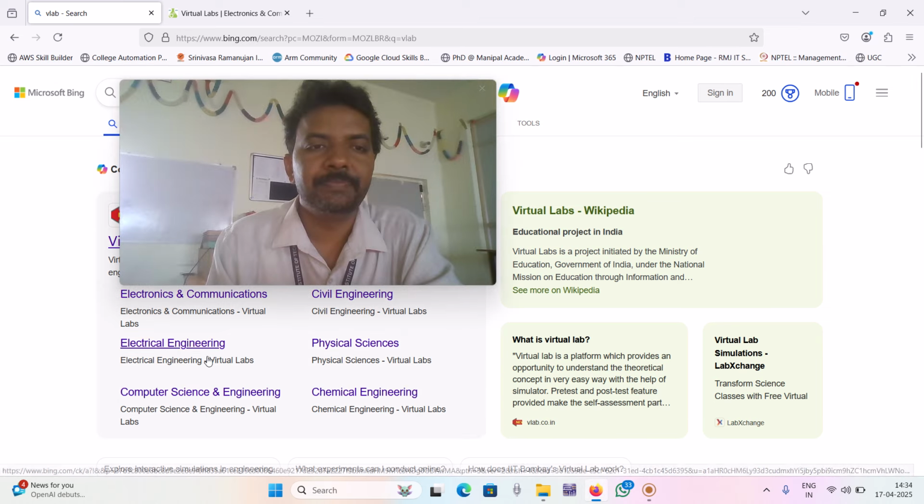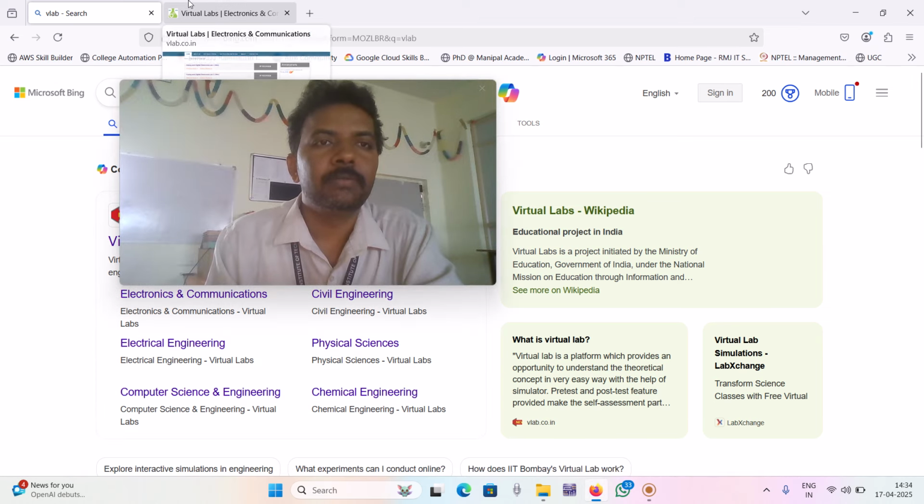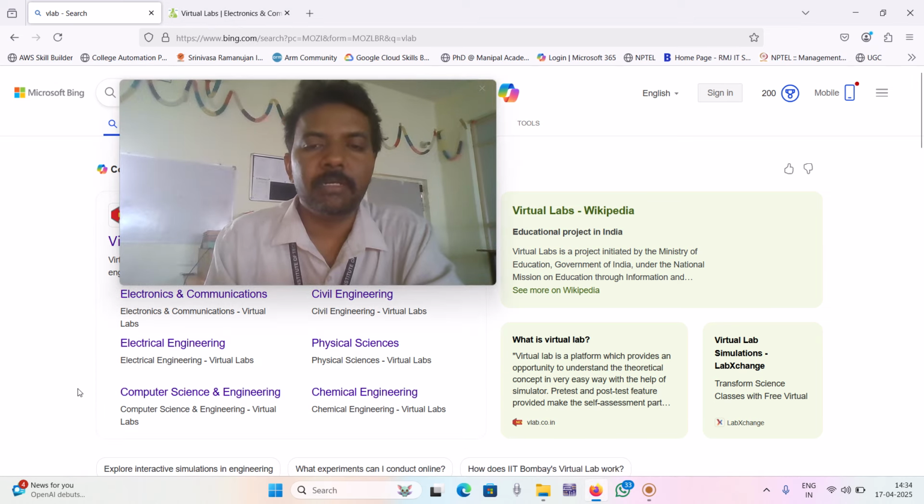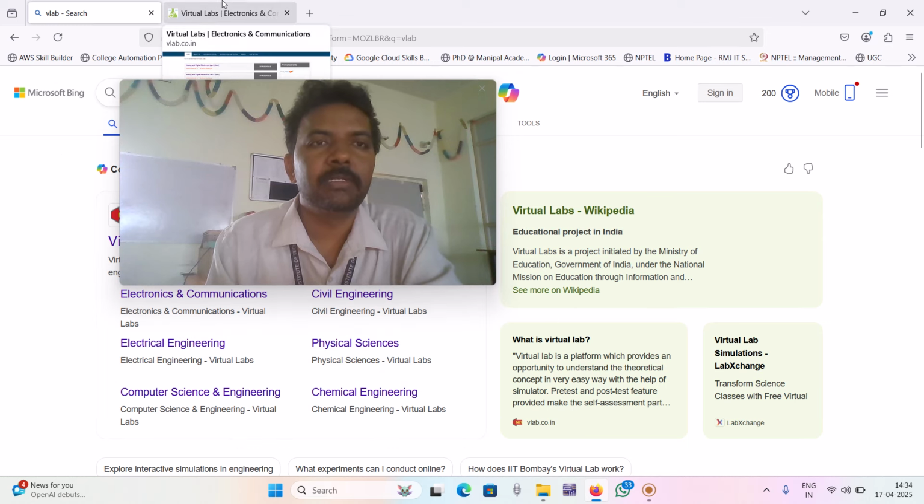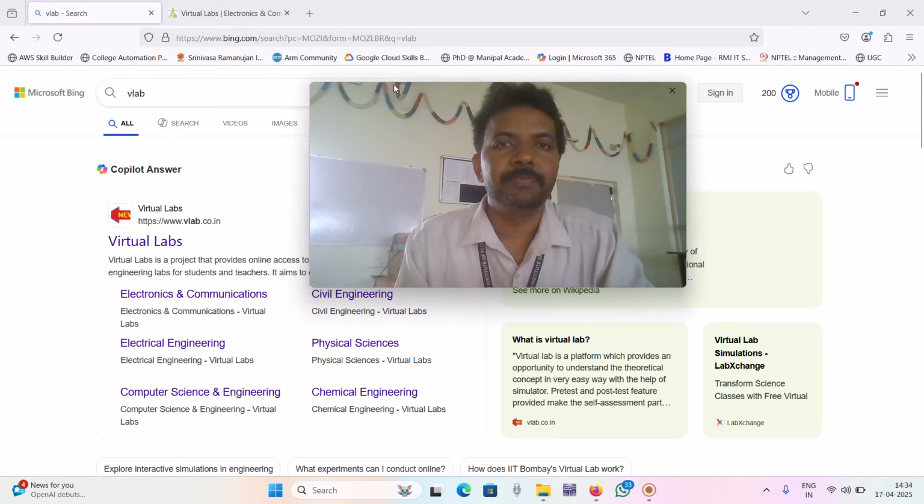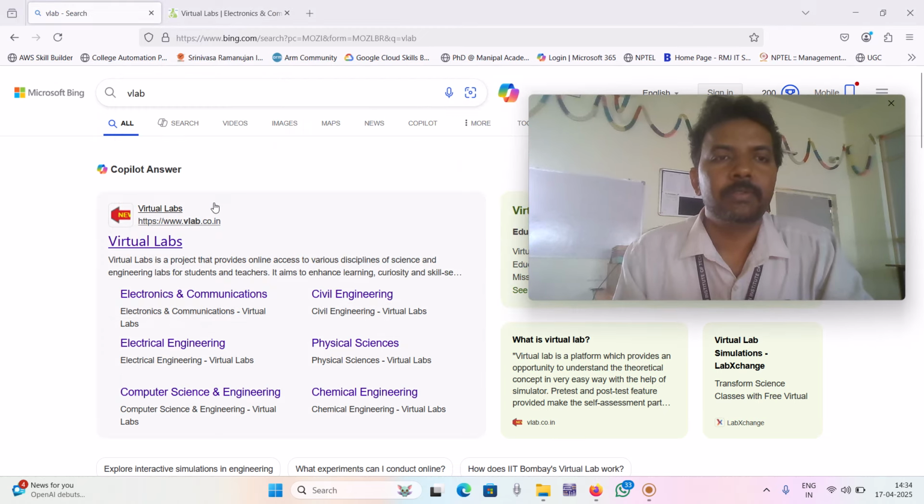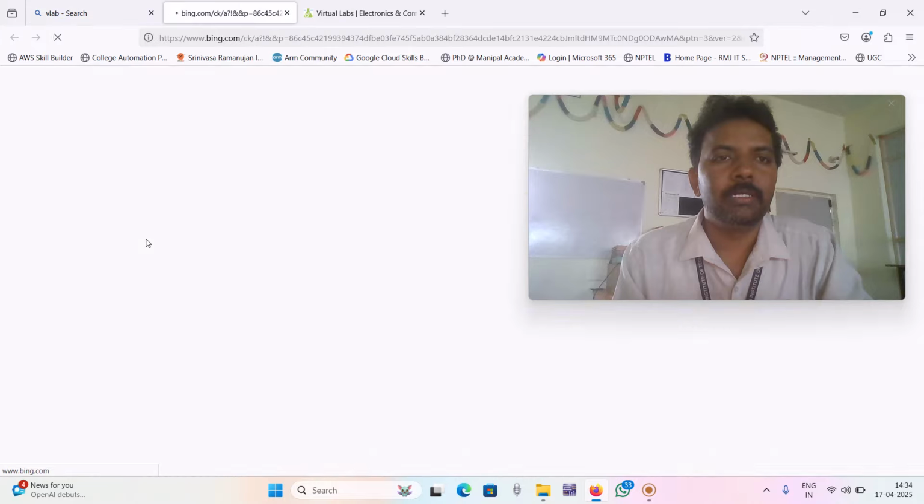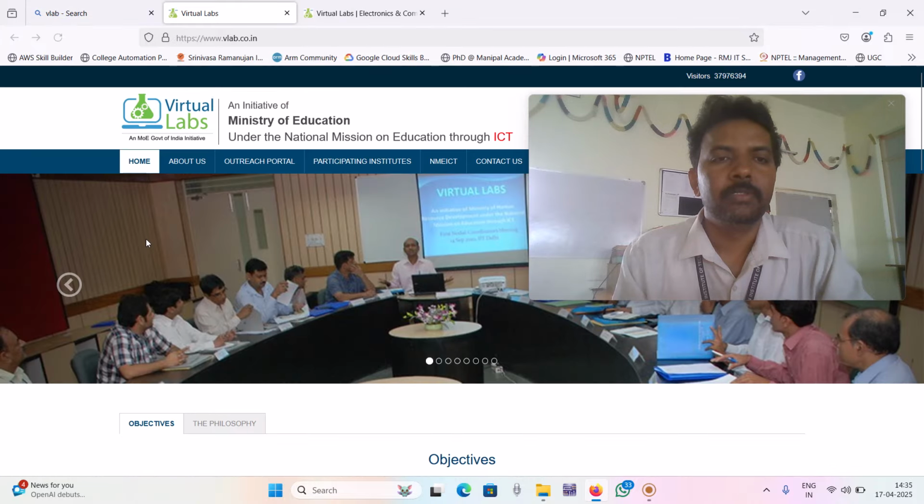So for that, you can use any one of the web browsers for connection to the virtual lab. You can type VLab in any one of the browsers. Like that, you will observe. After clicking on this virtual lab URL, you can get a page like this.